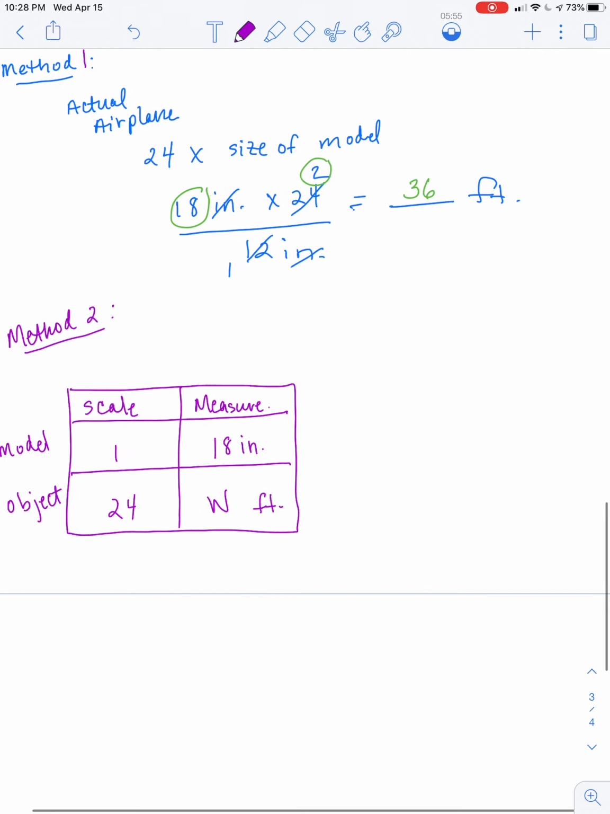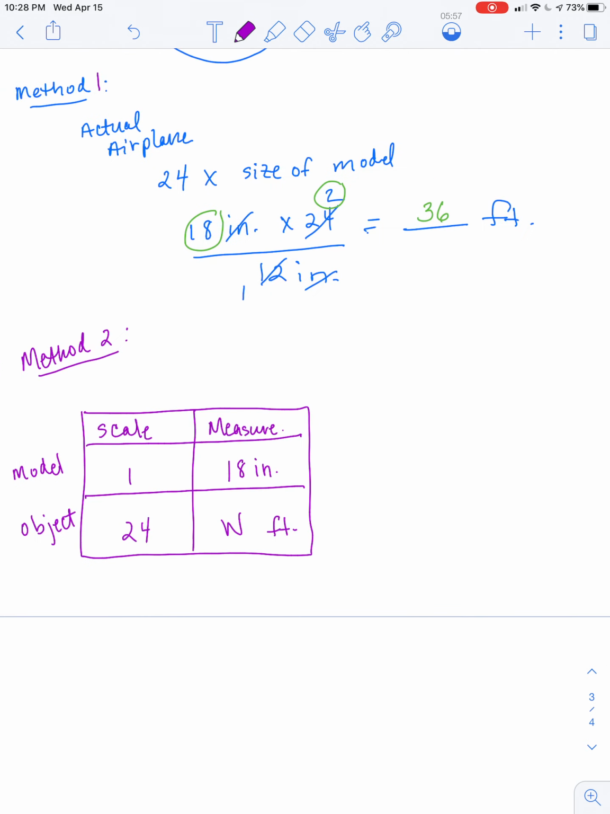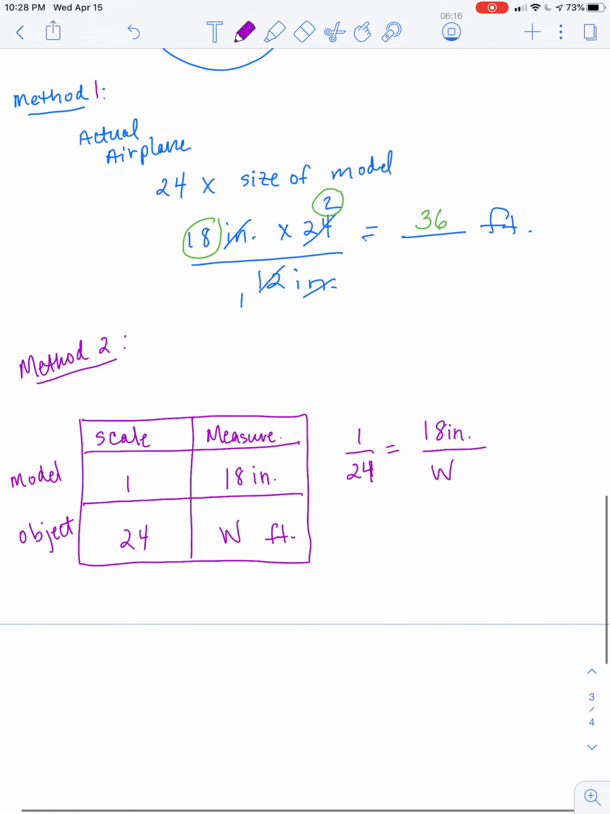And you guys have seen this before. You also know what to do with this. We're going to take what information we have in our ratio box and set up a proportion. So I'm going to have 1 over 24 equals 18 inches over W. And then I'm going to do my cross products. So 1 times W just gives us W here. And then 18 times 24 is going to give us 432.